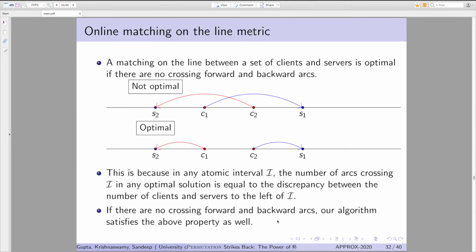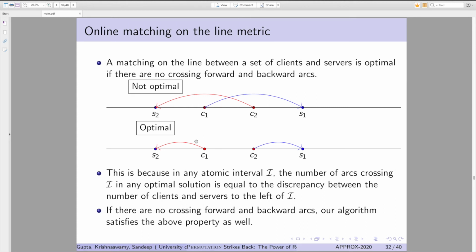Before going into the algorithm, we discuss some properties of matchings on the line. First, we fix some notation: we always draw the arcs from clients to servers. When a client is to the left of the server that it's matched to, we say the arc is forward, like this blue arc. In the other case, we say it's backward. The key property of the line metric is that a matching is optimal if no two forward and backward arcs intersect. For example, here this red arc and the blue arc intersect inside this region, so this is not optimal. Here no two forward and backward arcs intersect in an open region, so this is optimal.